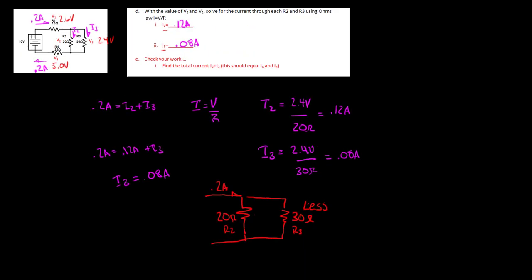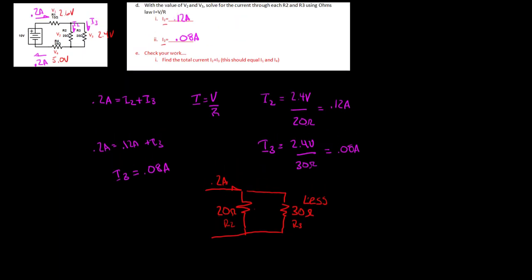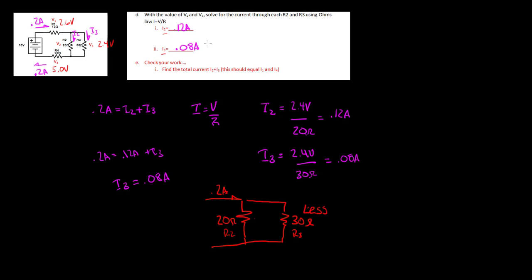Yes, it did. Now, interestingly enough, it's the proportion. So 20 and 30. So if you look at I3, sorry, I just accidentally scrolled up. If you look at I3, you're going to actually see that, holy smokes, this is 50% less than I2. Guess what? R2 is 50% less than R3. So that direct linear relationship. So check your work. I2 plus I3 does equal 0.2 amps.